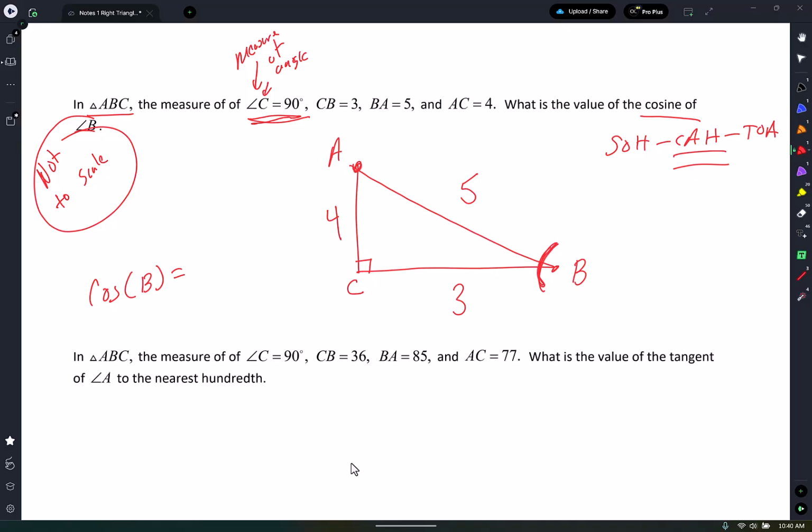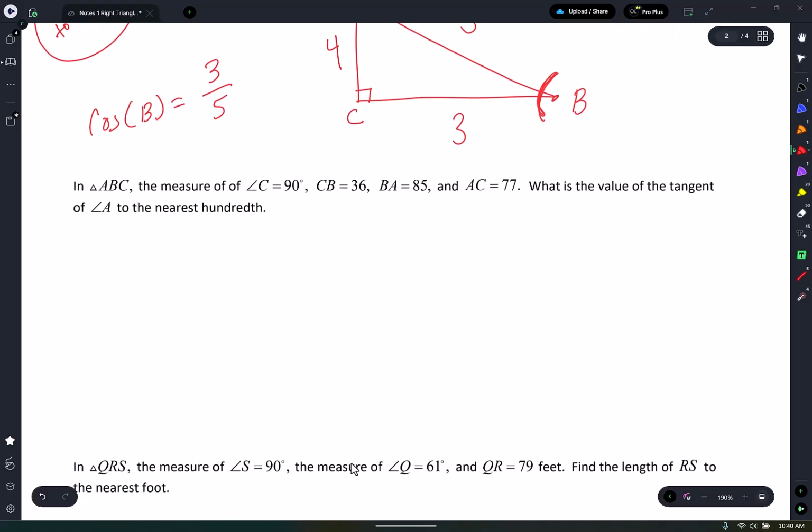And then all you're doing, guys, and I'm not trying to insult your intelligence, is just referencing angle B. What is next door? Because it says adjacent. What's next door to angle B? The 3. So write 3, and then what's my hypotenuse? Fine, so there it is. So cosine of angle B is 3 over 5. Done. The hypotenuse is the longest side. This is a 5. Are we okay? All right, let's go to the next one.